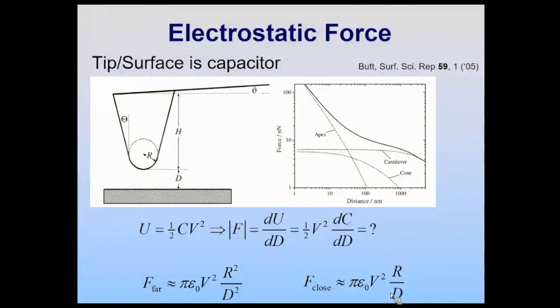So how do you get at this contact potential difference? Well, the tip and the surface, they form a capacitor. There's some energy stored in the capacitor because you essentially charge it up when you put a voltage between the tip and the surface. And hence there's a force associated with changing the distance between the tip and the sample. And that force scales like V squared. And then some things about the distance, which depend on whether you're far away or close, but are irrelevant for this conversation.